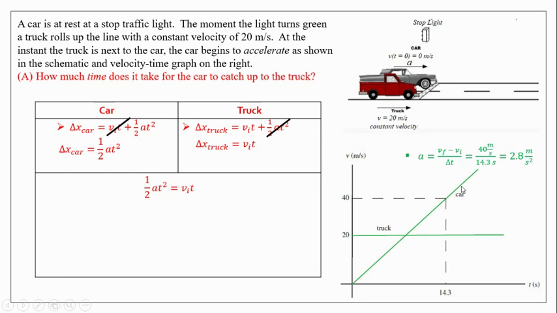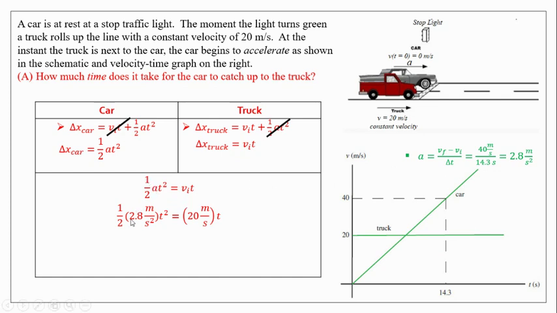Okay, so here you have two shapes. I'm looking at the car right now because I know the car is going to accelerate. So if you do your calculator work right, the acceleration of the car is going to come out to be about 2.8 meters per second squared. Well, now that we have that information, we can go back to our setup here in red.